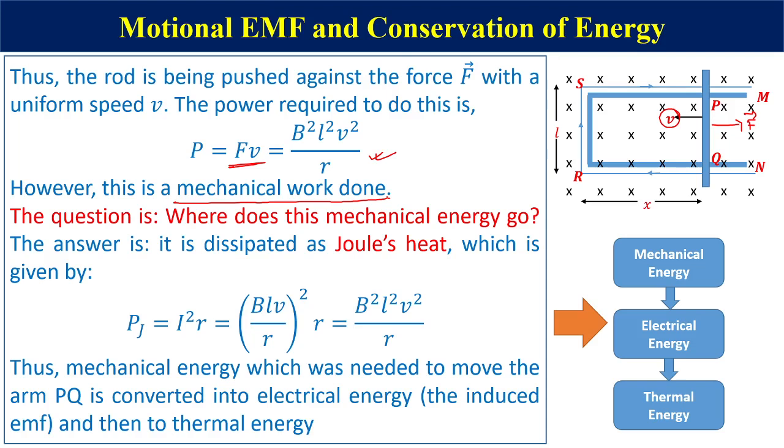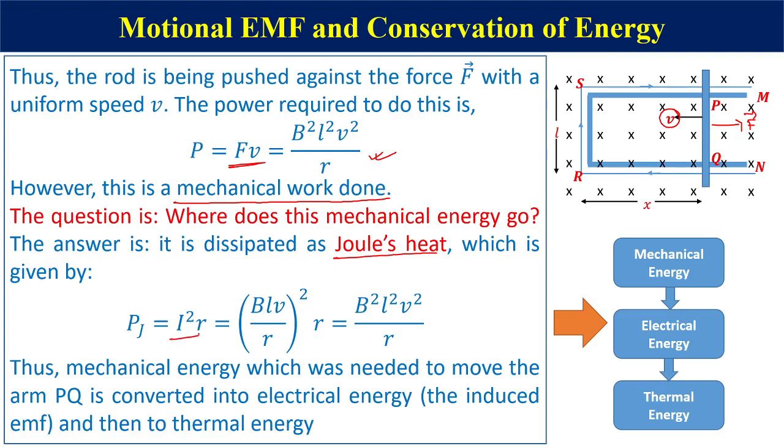But the question is, where does this mechanical energy go? You have spent some mechanical energy, but if you consider this whole system to be a closed system, as if none of the energy escapes from this system and none of the energy comes into the system, in that case, where does this mechanical expenditure of energy go? So the answer is it is dissipated as Joule's heat. How? Joule's heat is given by I square RT.